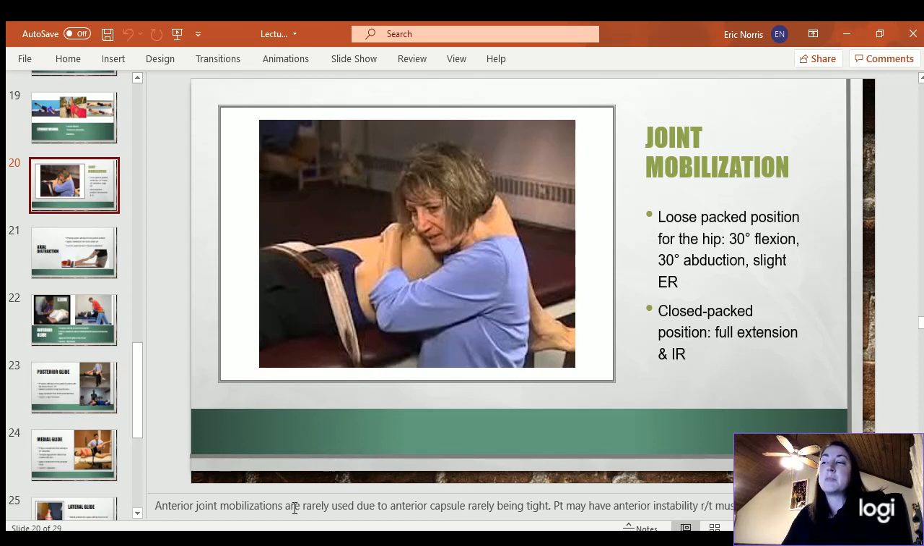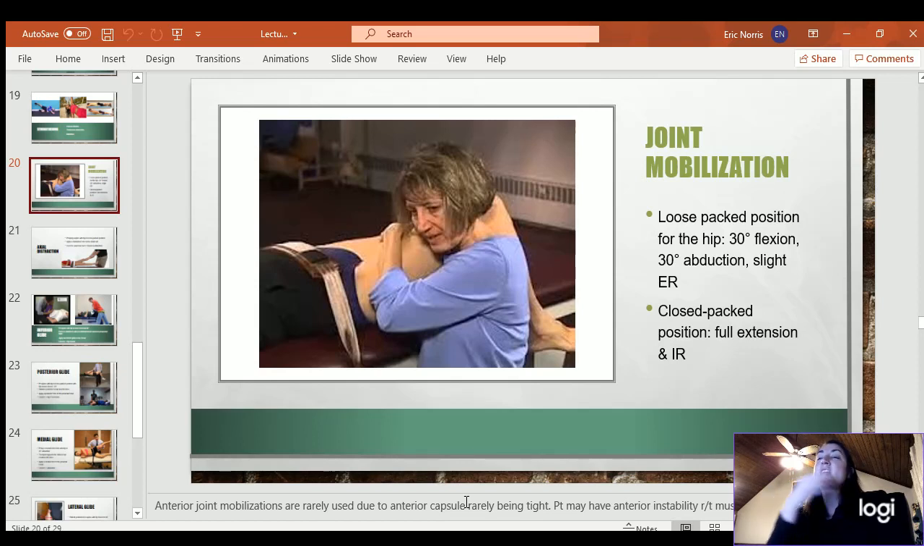I'm just randomly mentioning this here, but the anterior capsule is typically not tight. Just like with the shoulder, typically the anterior capsule is loose, and if they're going to dislocate, they'll dislocate anteriorly, and it's the posterior capsule that's tight. Same thing with the hip. The anterior capsule is typically not tight. It's usually a little bit more loose, and it's the posterior and sometimes the inferior that really need to be stretched. So we rarely do an anterior joint mob.